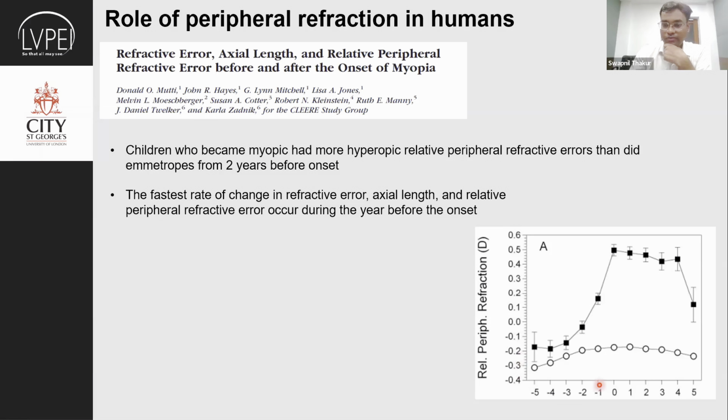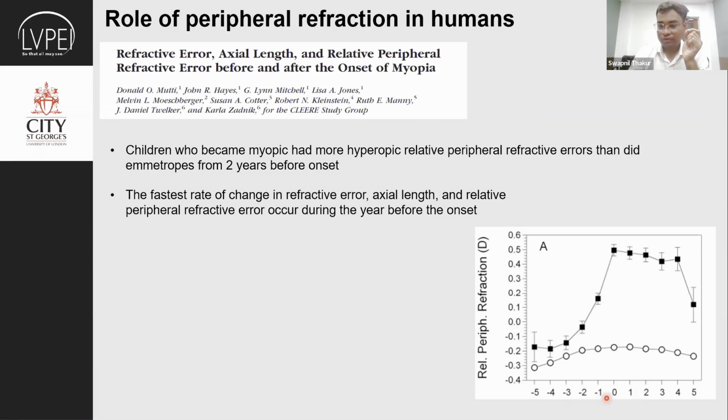So if you look at this graph, the x-axis numbers indicate the visit. Visit zero is the onset of myopia, and -1, -2, -3, -4, and -5 are before the onset of myopia, and then subsequently 1, 2, 3, 4 and 5 are after the onset of myopia. The white circles are the ones who had emmetropia over all the visits, and the black squares are the data from the participants who became myopic. Now the y-axis is your relative peripheral refraction.